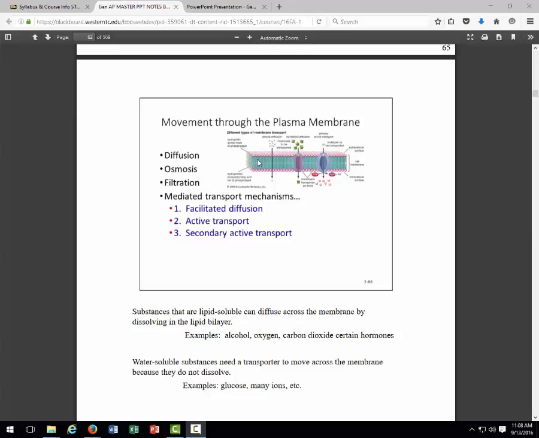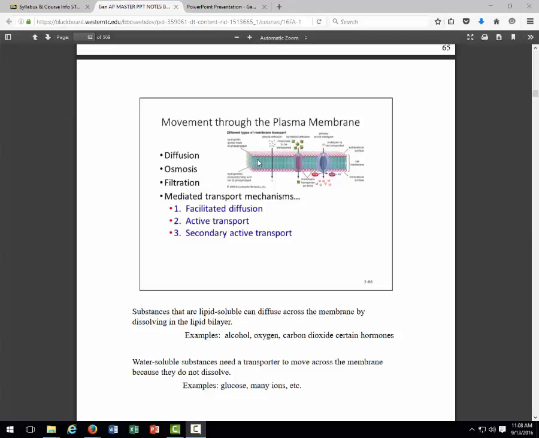So they need something to carry them across. Things that can dissolve in oil, like alcohol, carbon dioxide, and oxygen, can dissolve right through the membrane. Another fatty substance like cholesterol, and steroid hormones like estrogen, testosterone, and progesterone, are all fatty molecules. They can dissolve right through the membrane. They don't need a helper.